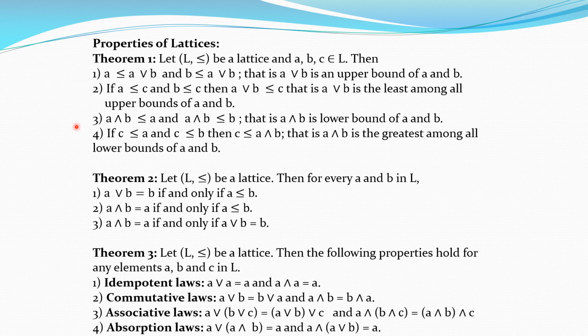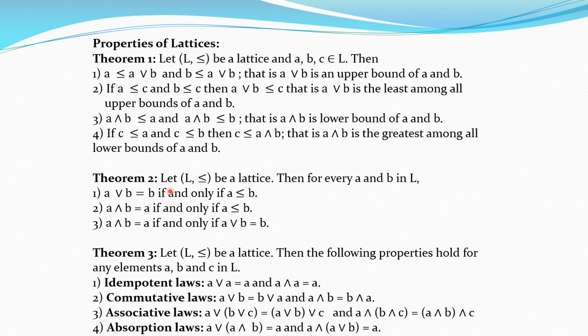A meet B precedes A and A meet B precedes B. That is, A meet B is a lower bound of A and B. If C precedes A and C precedes B, then C precedes A meet B. That is, A meet B is the greatest among all the lower bounds of A and B.